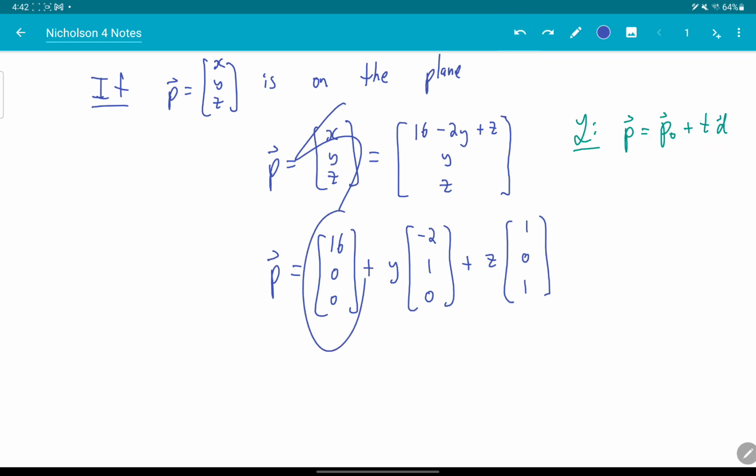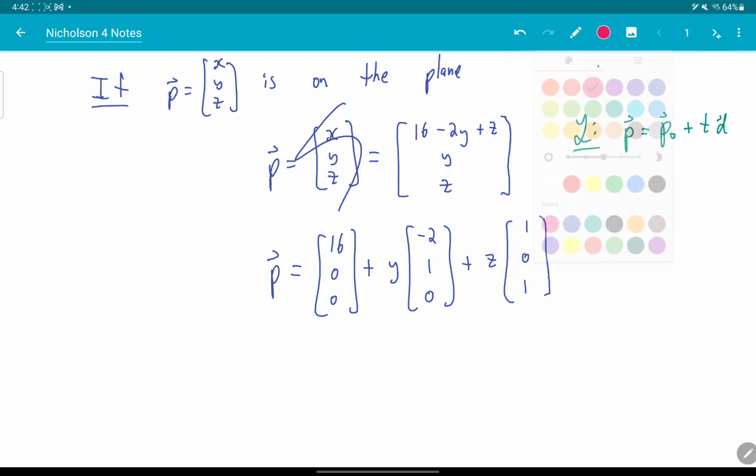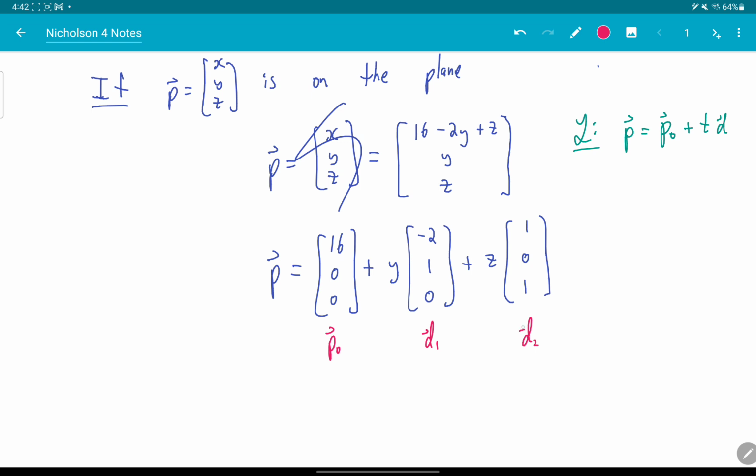Now I have, same as before, a point that I know is on the plane, but now I have two direction vectors. So this is like p naught, and this is like direction vector number 1, and this is direction vector number 2. Now, you shouldn't be surprised that we have two direction vectors, because a line is in some sense one-dimensional, and a plane is in some sense two-dimensional.